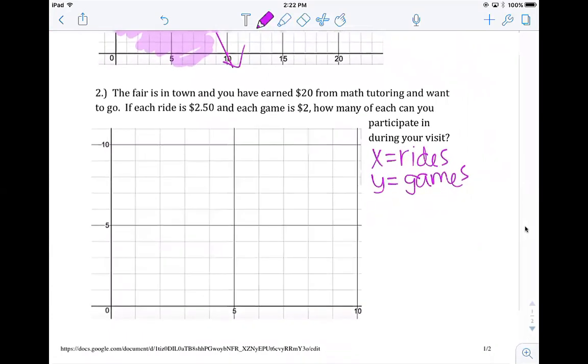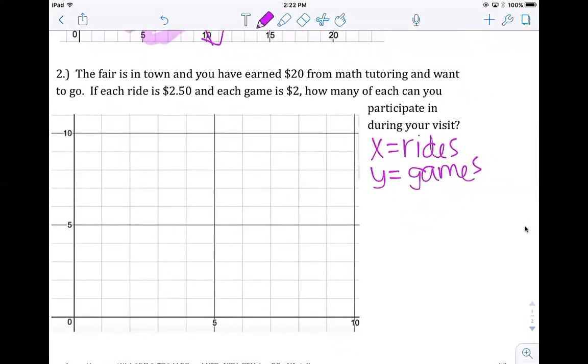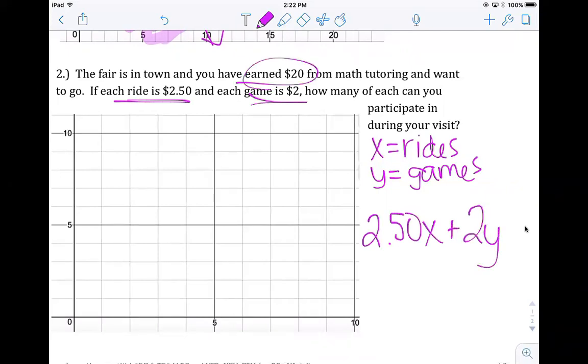So, and you could have these flip-flopped, doesn't matter. It would be a slightly different setup, but it will still give you the right possible answers for the rides and the games. So we know each ride's $2.50. So we're going to start by saying $2.50x plus our $2 per game, so 2y. And we know that we have $20 to spend. So we could spend all $20, or we could spend less, but we can't spend more. So we're going to do less than or equal to 20.